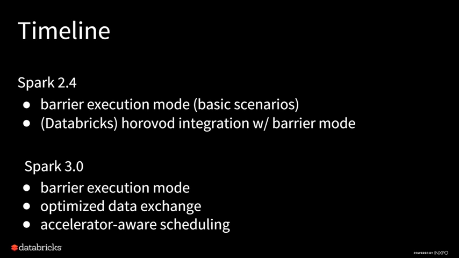And then for the next version, maybe it's called Spark 3.0, and it's not confirmed yet, we're going to make barrier execution mode production-ready. It will involve supporting different cluster managers like YARN, Kubernetes, and Mesos. And then the optimized data exchange: we're going to start the development and make the optimized data exchange into the next major release as well. And same for accelerator-aware job scheduling.